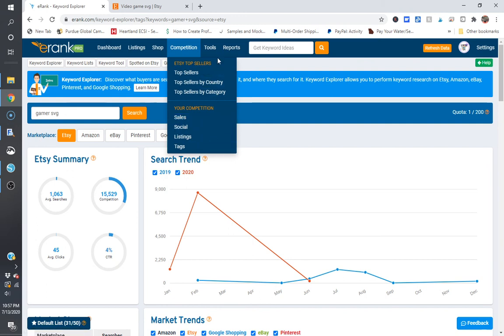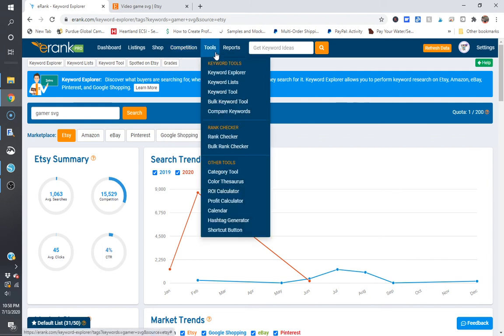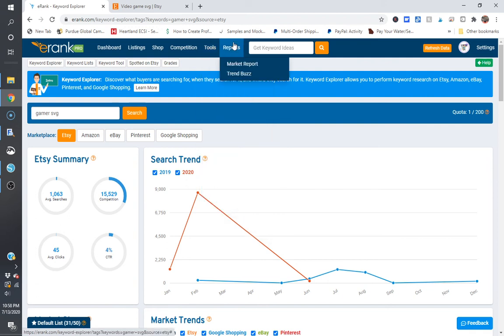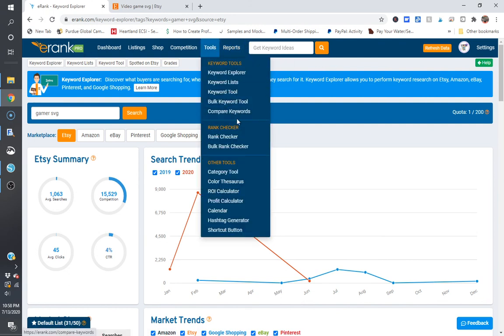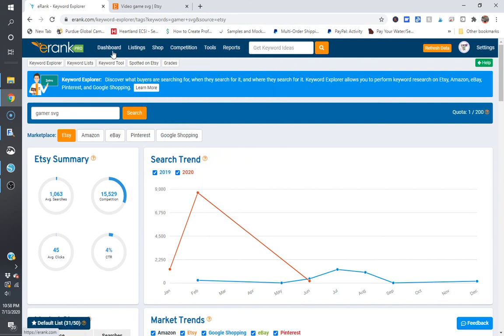I don't really use that because I really just don't care what everybody else is doing. I just want to stay focused on myself, or you can get weighed down. So again, you have all these keyword tools, and we went through a lot of those. You can check ranks on things, and then there are other tools that you can utilize. The hashtag generator is pretty useful if you post a lot on social media. And then there's the trend buzz and a market report. I don't really use these things. I really just focus on the keyword tools because I'm all about getting that SEO sorted on my Etsy listings.